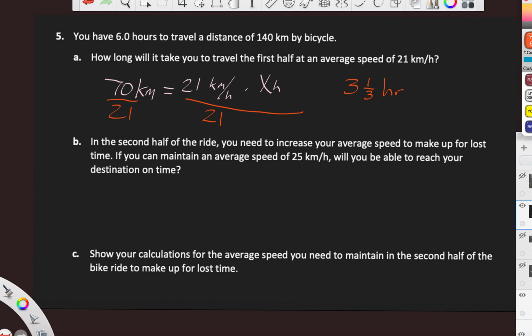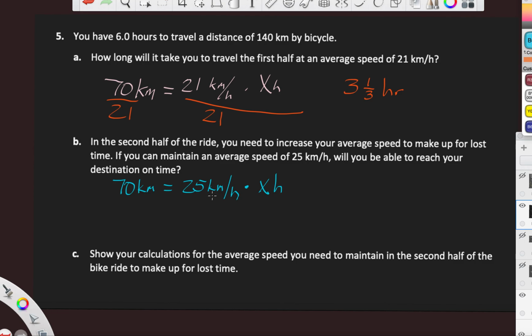Let's say 70 kilometers equals 25 kilometers an hour times X. I don't know my hours right now, and see if this indeed gets us to 2 2/3. We need 2 2/3 to make that 6 hours work, right? Because we had 3 1/3 for the first 70 kilometers. I need at least 2 2/3 or less to make it the rest of the way. So let's find out.